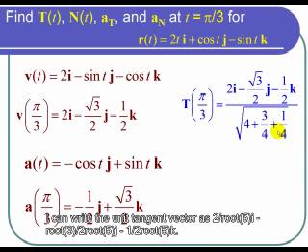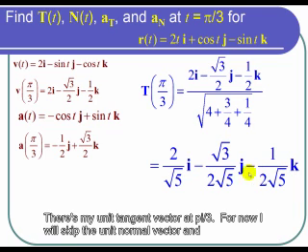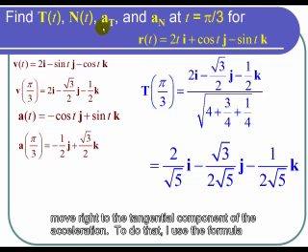root 5. So I can write the unit tangent vector as 2 over root 5 i minus root 3 over 2 root 5 j, and then minus 1 over 2 root 5 k. So there's my unit tangent vector at pi over 3. For now, I'm going to skip the unit normal vector and move right to the tangential component of the acceleration.